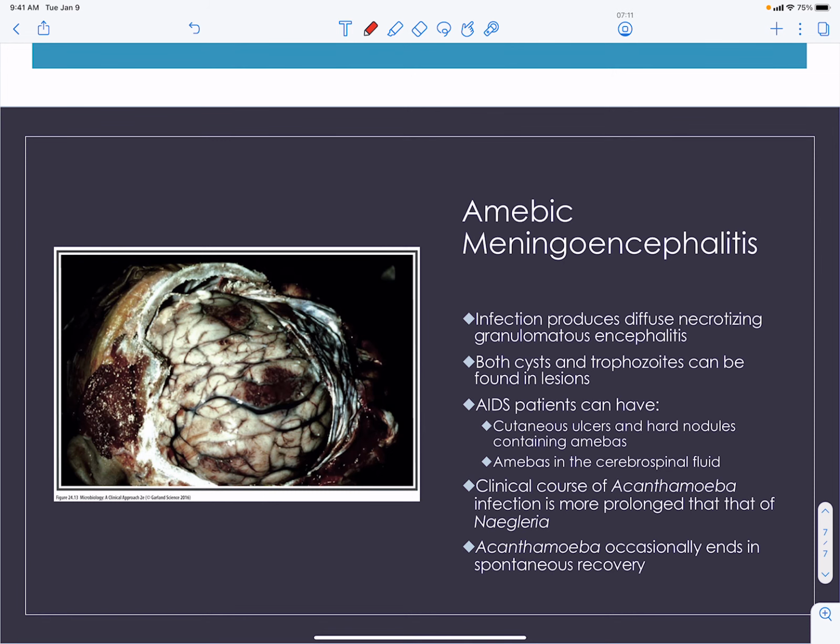Now, Acanthamoeba is going to have a more prolonged disease course than Naegleria. Acanthamoeba also sometimes ends with spontaneous recovery. Naegleria is the faster and more progressive disease that usually results in death.